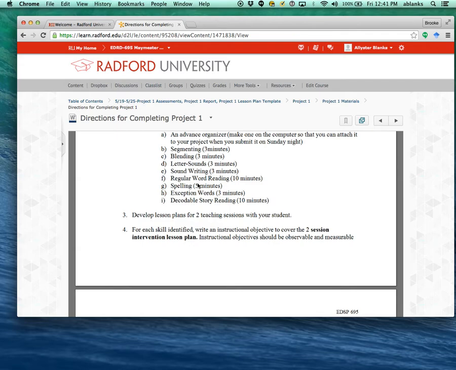Then we would get into regular word reading, and all regular word reading is comprised of letter sounds that students know with 100% accuracy. So on any given day, if you were working on introducing the letter D in your letter sounds portion of your lesson, you would not be able to use the letter D in any of your regular word reading because the student hasn't mastered it yet.